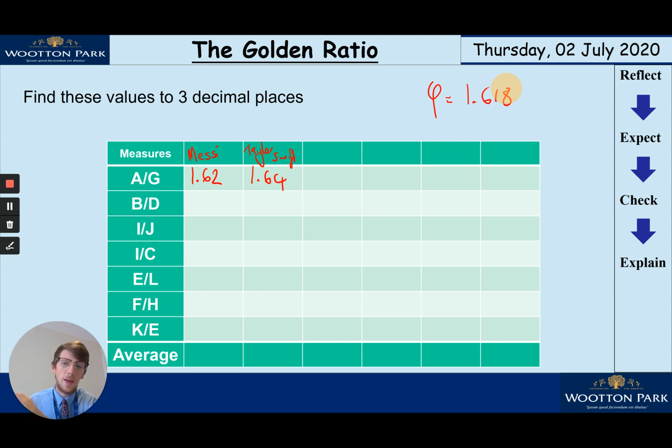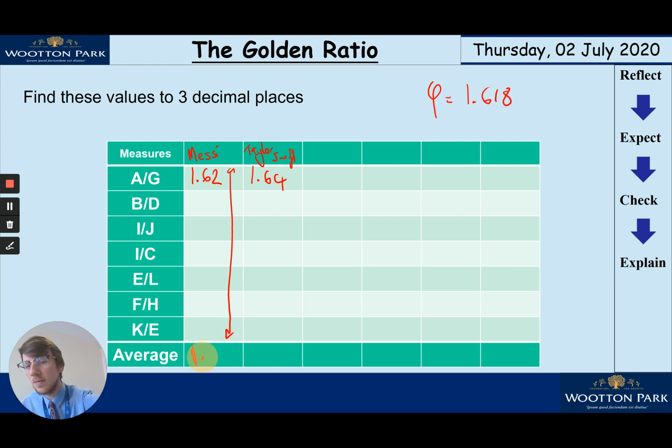So you pause the video, go back to whichever point in the video you want, do it for all these measurements and find out who is more golden than the other people. How do you compare to these other people? Then you can work out the average of each one. So we add all of these numbers up when we've filled in this table, and divide by how many there are. So divide by 7, and we'll get the average.